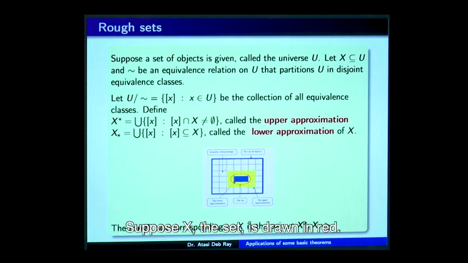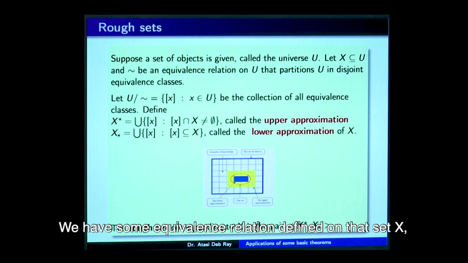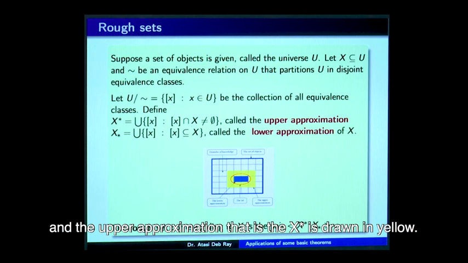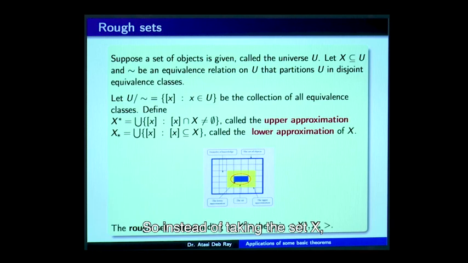Let us look at the diagram. Suppose capital X, the set, is drawn in red. We have some equivalence relation defined on the universe, by which we get the lower approximation of X as the rectangle drawn in blue inside that set X, and the upper approximation, that is X upper star, is drawn in yellow. So, instead of taking the set X, we are taking the sets X upper star and X lower star for the representation of X by its rough set.